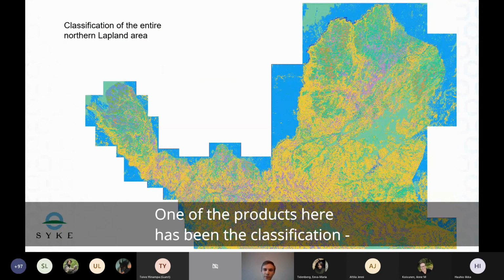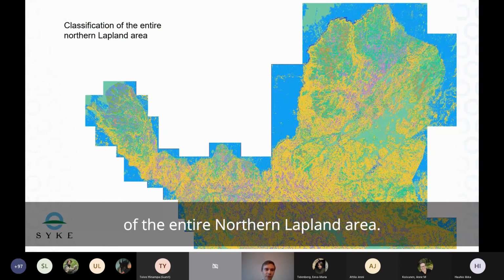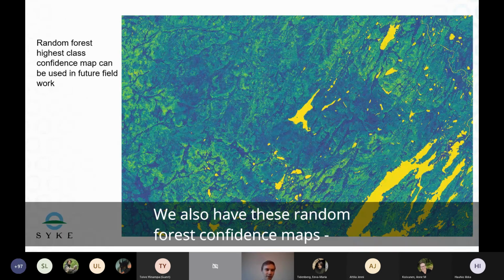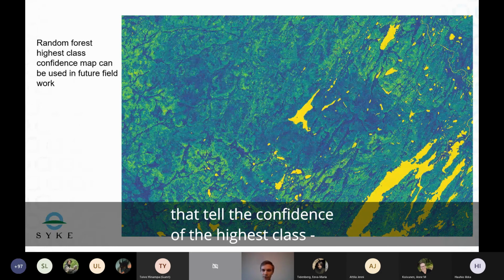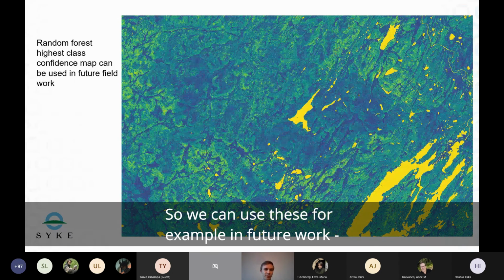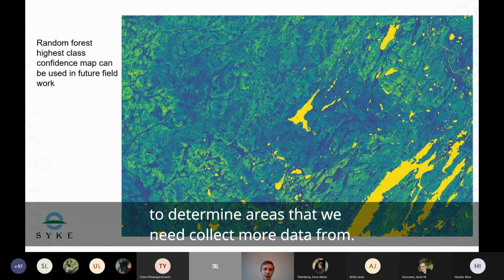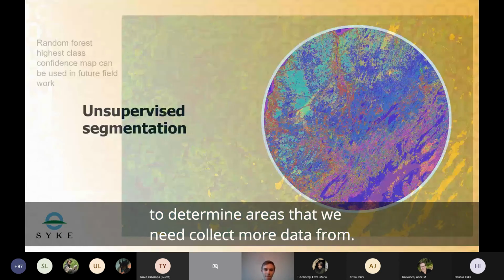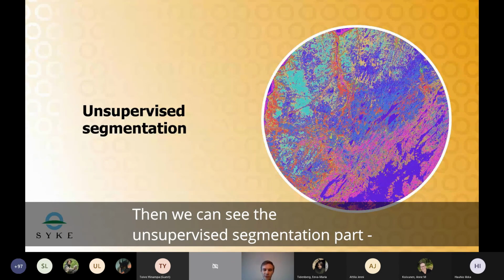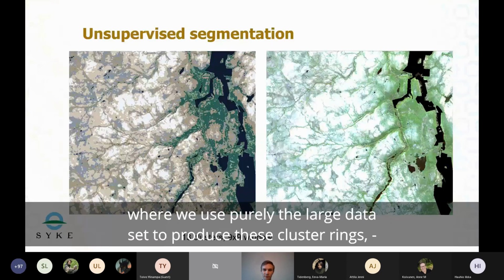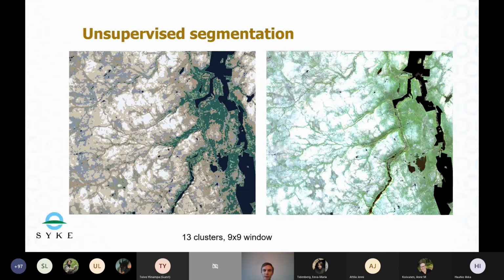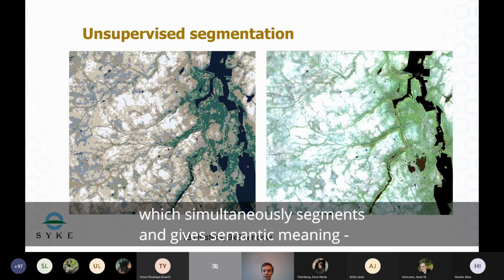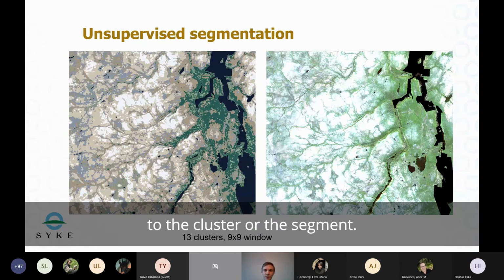So one of the products here has been the classification for the entire northern Lapland area. And we also have these random forest confidence maps that tell the confidence of the highest class for a classifier. So we can use these, for example, in future work to determine areas that we need to collect more data from. Then we can see the unsupervised segmentation part, where we use purely the large data set to produce these clusterings, which simultaneously segments and gives a semantic meaning to the cluster or the segment.